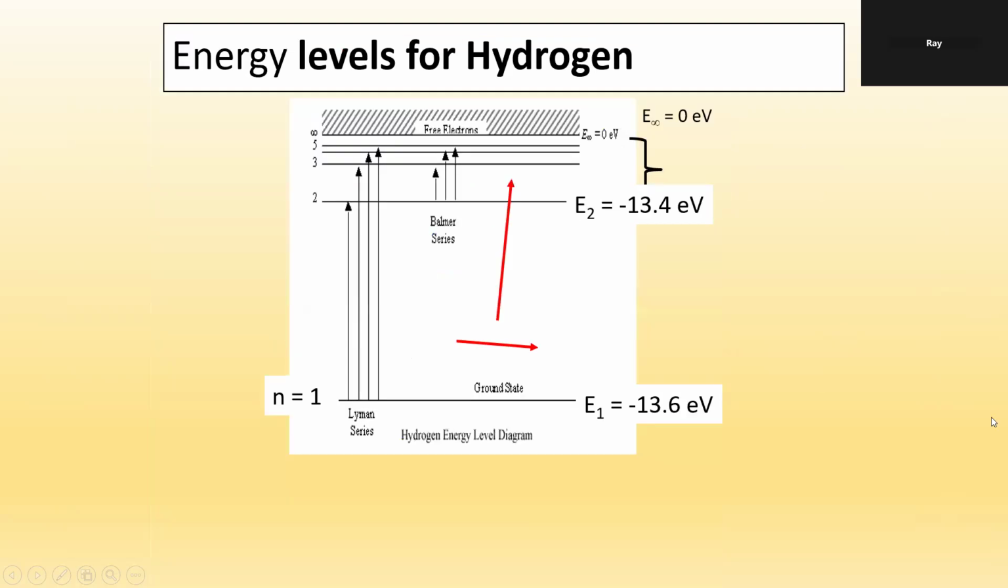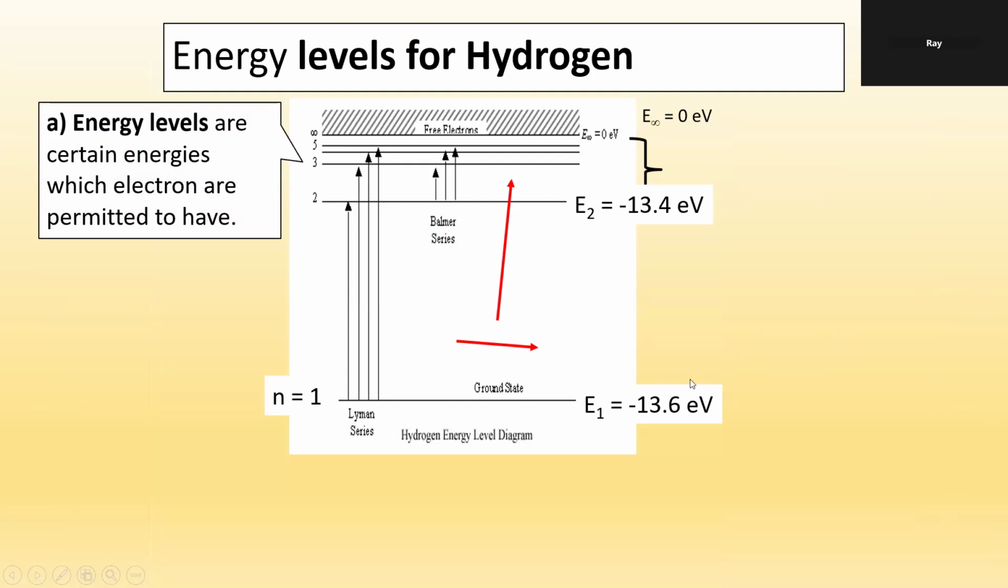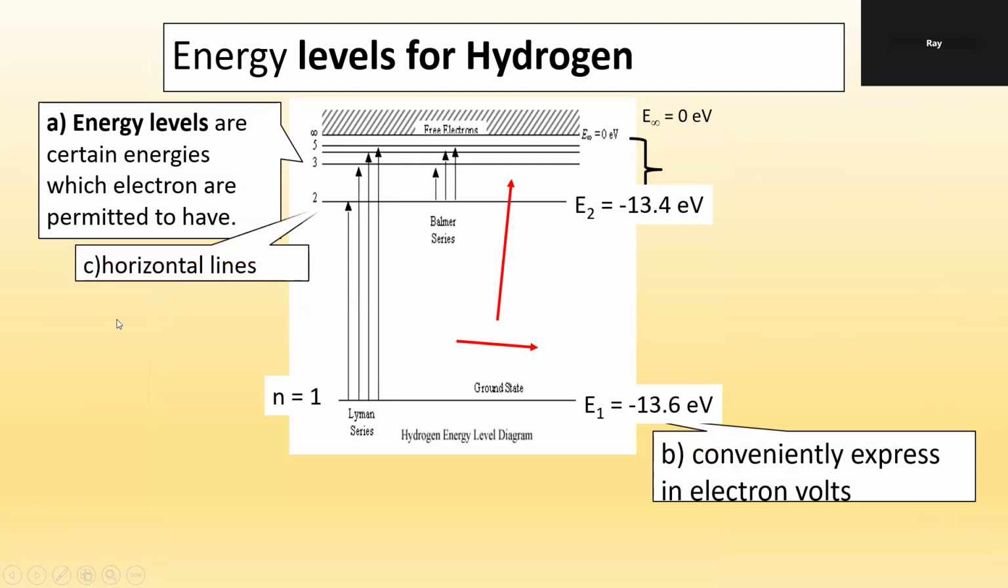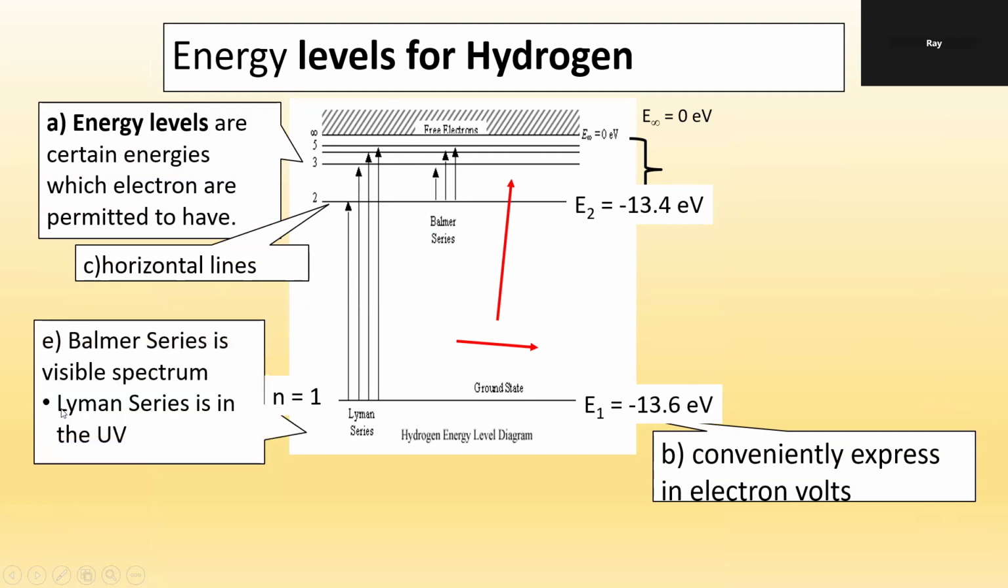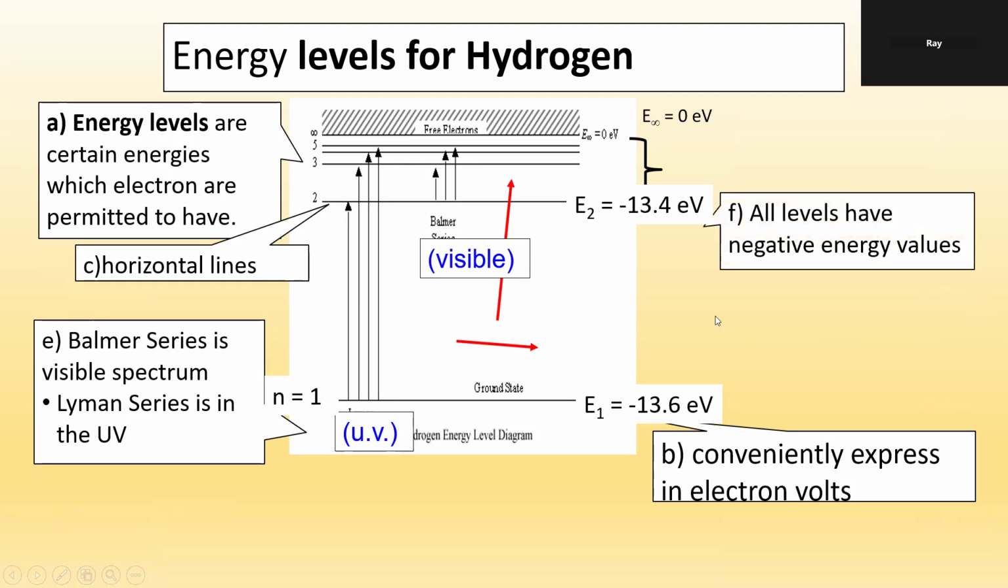Energy levels are certain energies which electrons are permitted to have. Electrons can only have certain energy levels, that's all. They are represented by horizontal lines. The Balmer series is in the visible spectrum. The Lyman series is in the ultraviolet. Right? Balmer series visible, Lyman series ultraviolet. All levels have negative values.